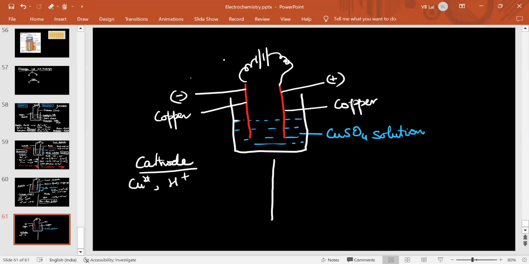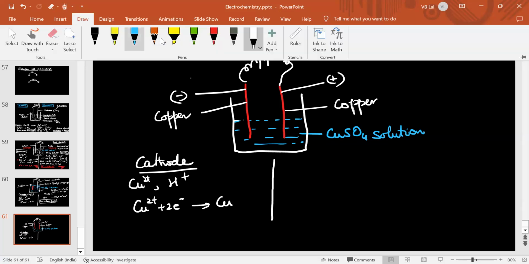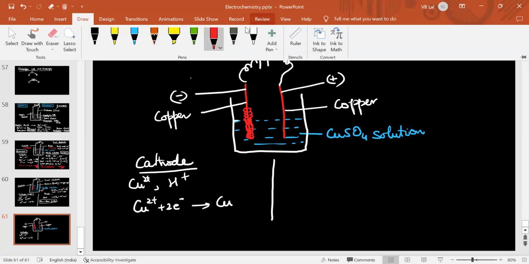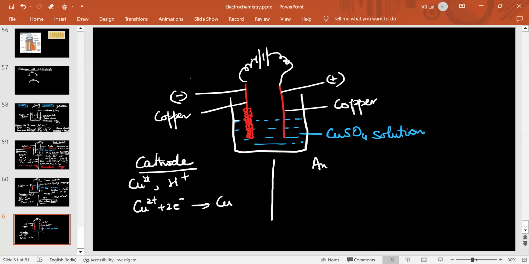And like in the previous case, what will happen? Cu2+ ions will accept electrons and they will change into copper. This copper will start getting deposited here. There was already copper in the electrode, and now copper will start getting deposited here. Now what happens at the anode is more interesting. Now at the anode, the reduction potential of copper was higher.